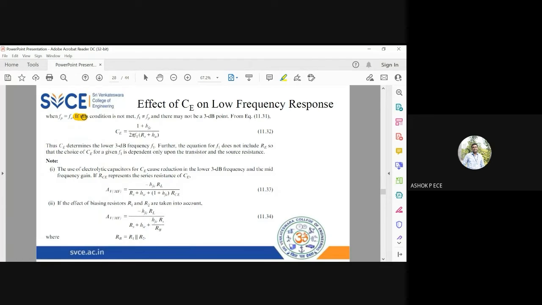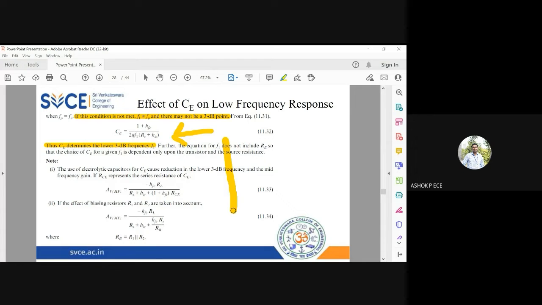F1 is not equal to Fp, so it will not be a 3 dB point. So yeah, definitely you have to find the value of CE from the equation. From this equation, once you know the F1 value, RS, HIE, and HFE of the transistor, you need to backtrace and find the value of CE. So this value of CE will determine the lower cutoff frequency F1.